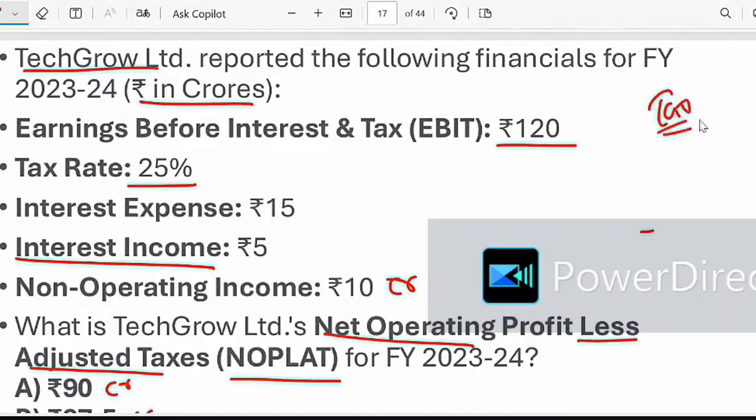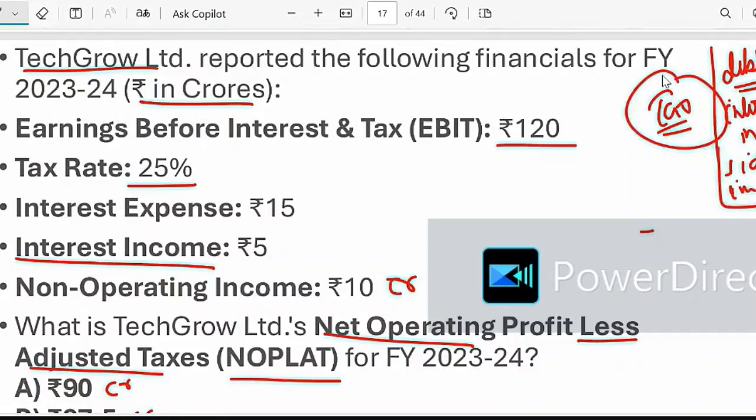So we will calculate tax as if the company has no debt. Assume that the company has not taken any debt. It does not have any interest income, no side income. These things we are assuming: no debt, no interest income, and no side income. We are assuming it, right? And then we are calculating the tax.